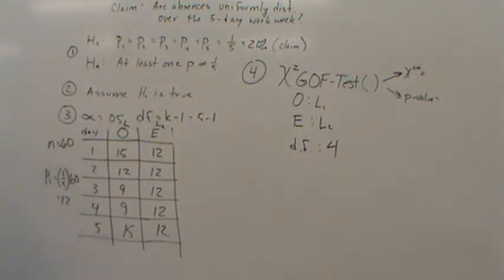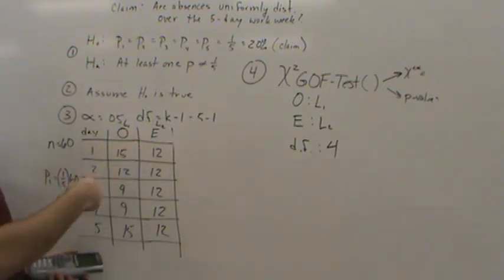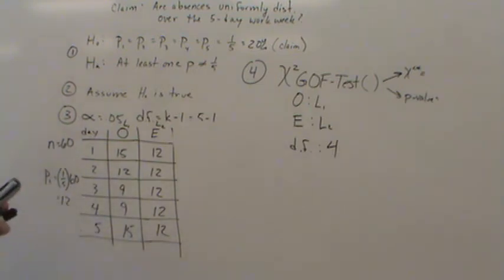So let's do that. So you're going to go to Stat Tests and scroll up until you see chi-squared GOF test. Hit enter. L1 and L2 are in my observed and my expected list automatically. That's by default. So if you put your lists in other lists, you just have to change those. And so now let's go to enter.